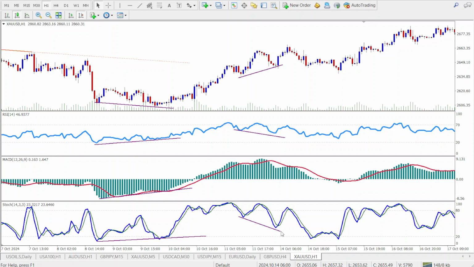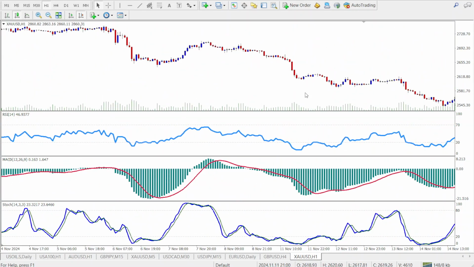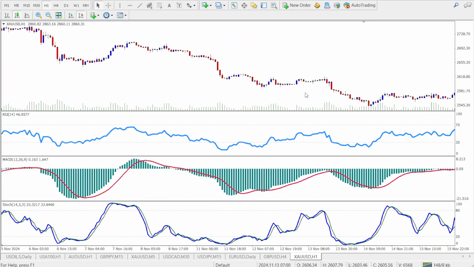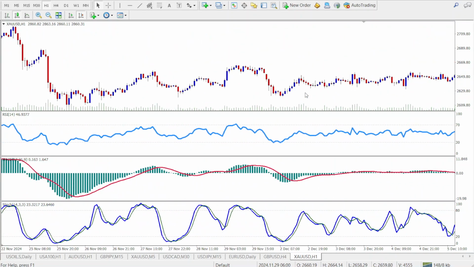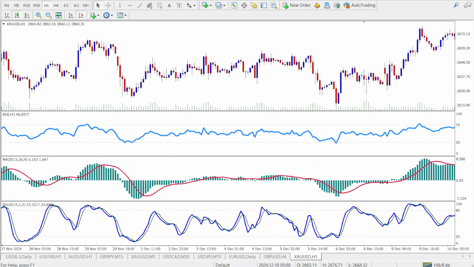All right. On the other hand, when price is forming lower highs, but the indicator is forming higher highs, it's a bearish hidden divergence. All right. So understanding these patterns helps traders anticipate market moves rather than react to them.